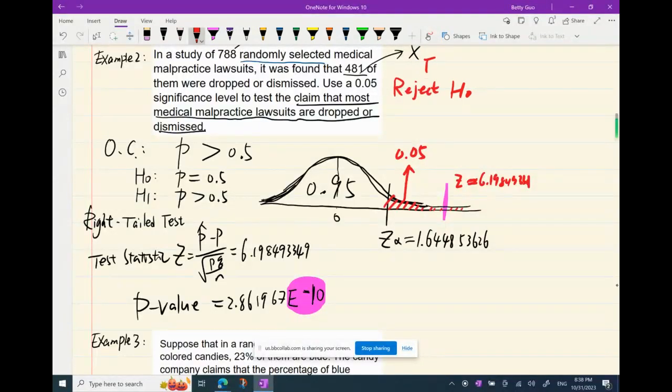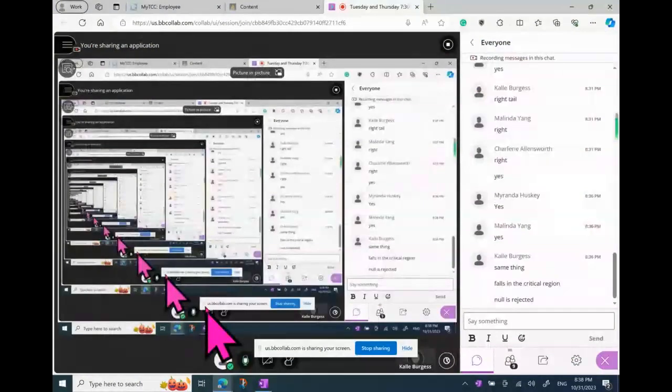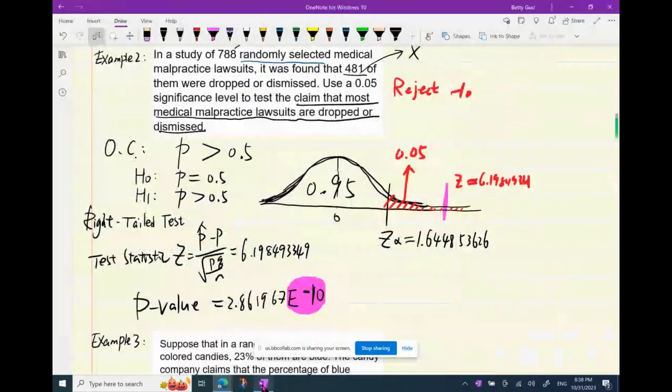Reject or fail to reject? Yeah, I believe you say reject, right? Because the rare event happens. The whole procedure is based on the assumption that the null is true, but now the rare event occurs. Yeah, now it's rejected. Perfect. So we're going to decide to reject the null, H sub 0.